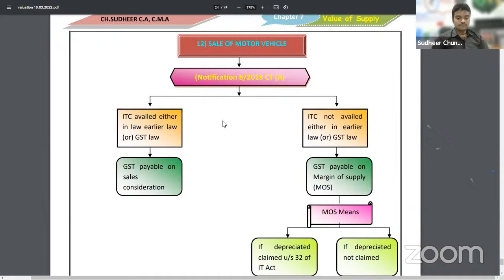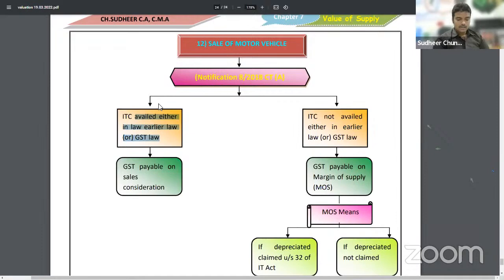So if we see the first part, ITC availed under earlier law or GST law. Generally on a motor vehicle, should we avail ITC? No, we should not avail ITC on motor vehicles. But there are some exceptions. If we are in the transport business, or imparting motor driving skills like driving schools, then we can avail ITC. There are some exceptions.